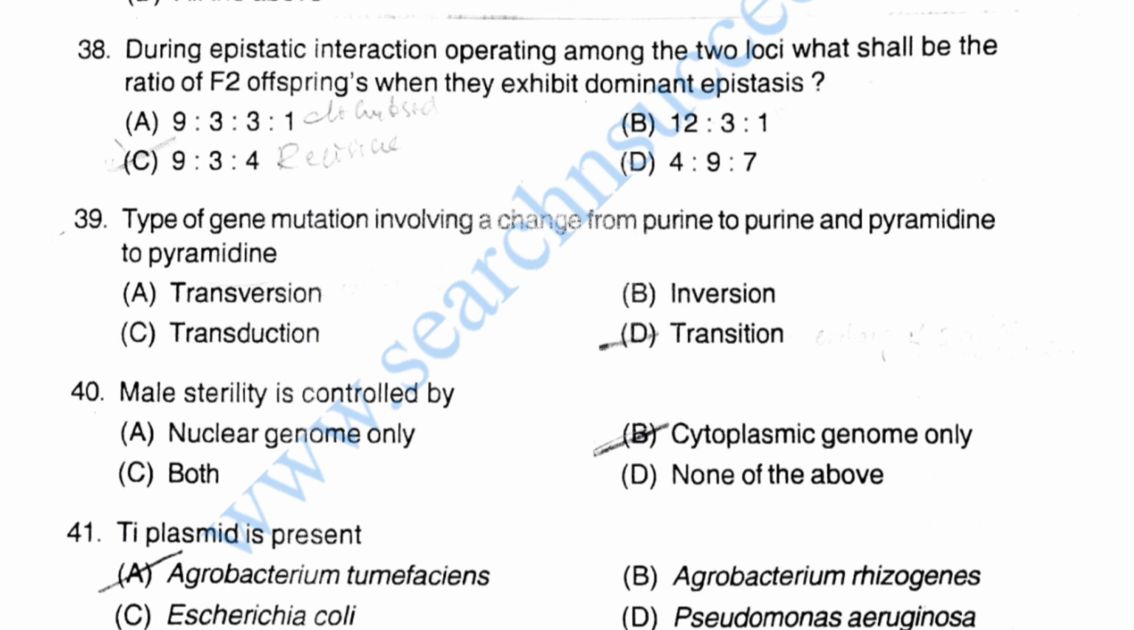Come to question number 40. Male sterility is controlled by. So, what is the answer here? The answer is cytoplasmic gene only, because male sterility is due to the genes present in mitochondria and chloroplast, that is cytoplasmic gene only. Next, move on to another question.